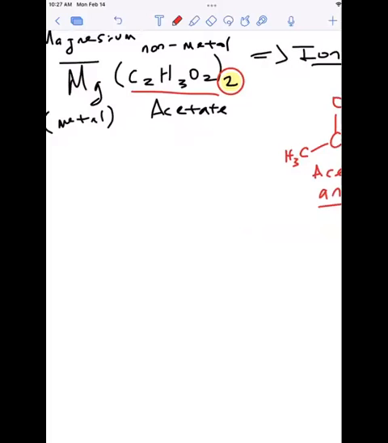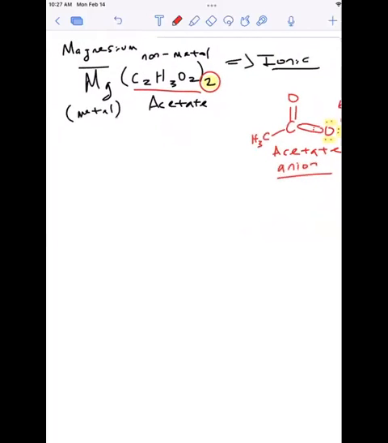But 99% of the time, your metals are going to be cations. If it's in group 2, that means it can have a charge of +2. So if we think about this magnesium, if we pull these two apart, the magnesium would be here as +2, and then the acetate will be here, C2H3O2 with a -1 charge.